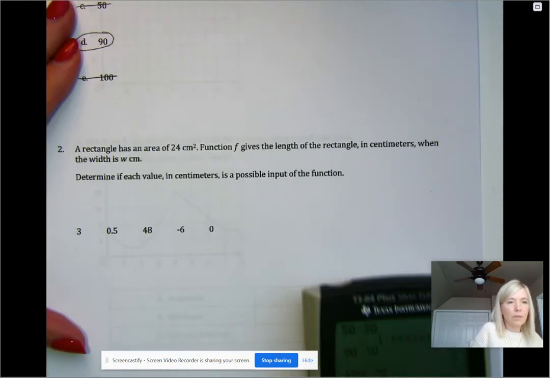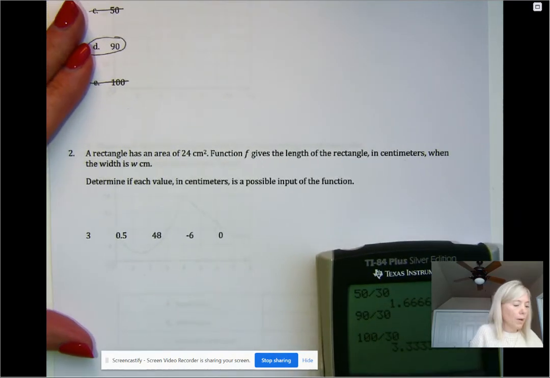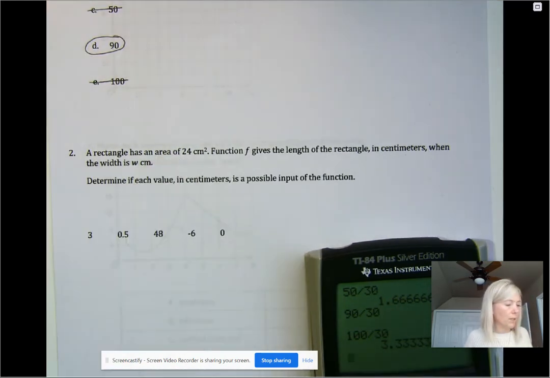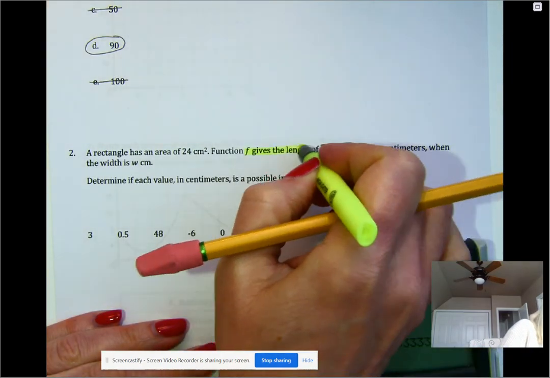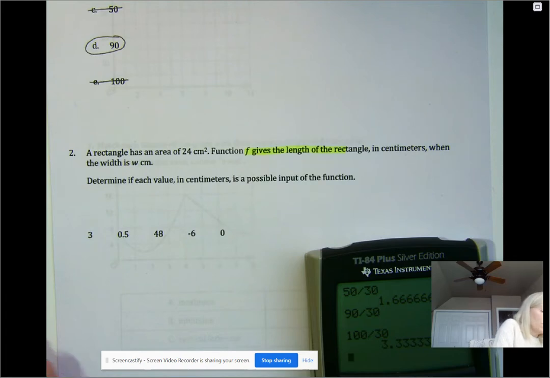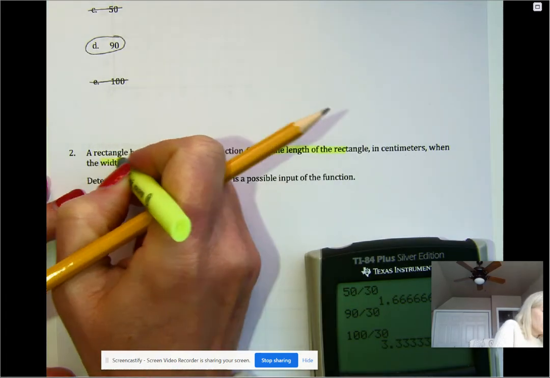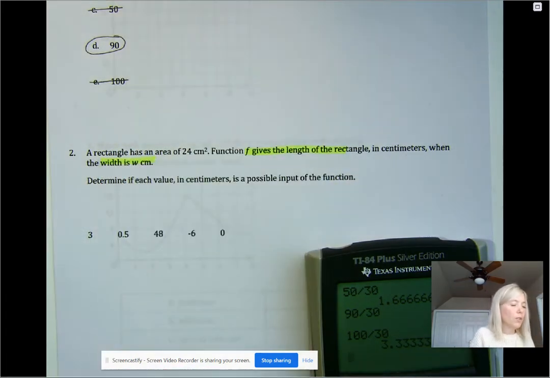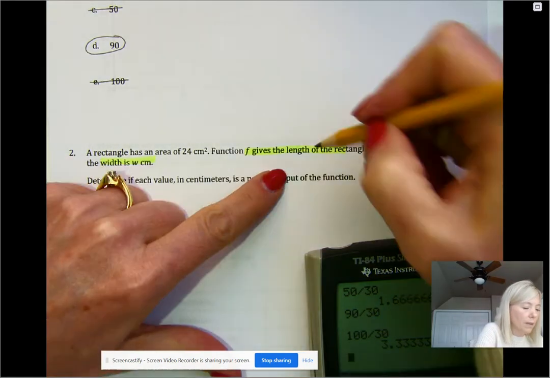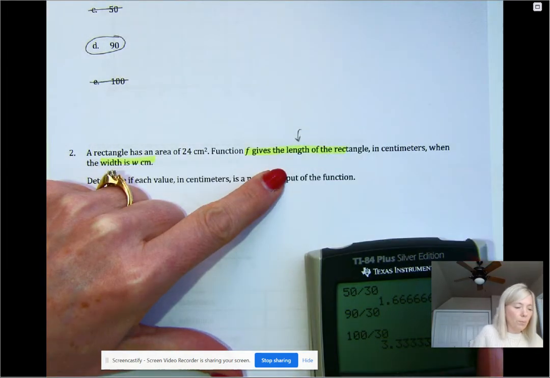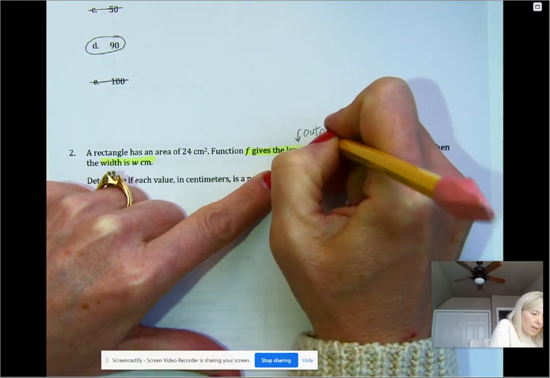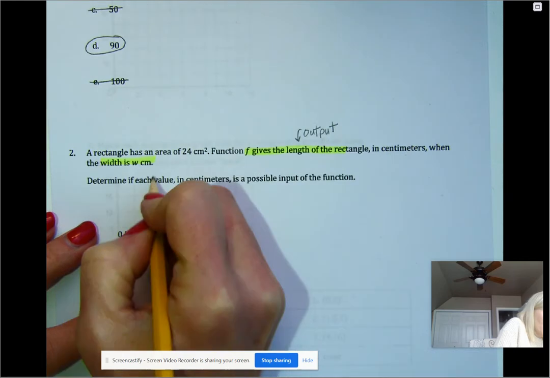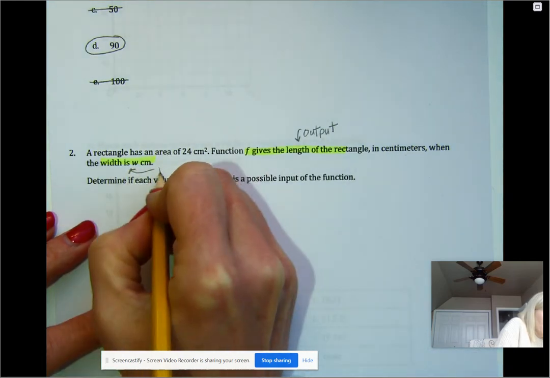Okay, the next question, number 2. A rectangle has an area of 24 centimeters. Function f gives the length of the rectangle in centimeters when the width is W centimeters. Okay, since the function gives the length, that means that the length is the output and it's dependent on the width. So the width is the input.